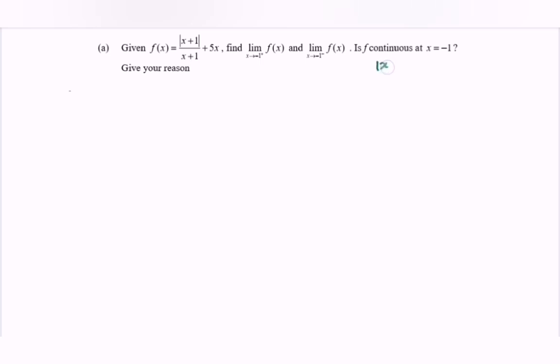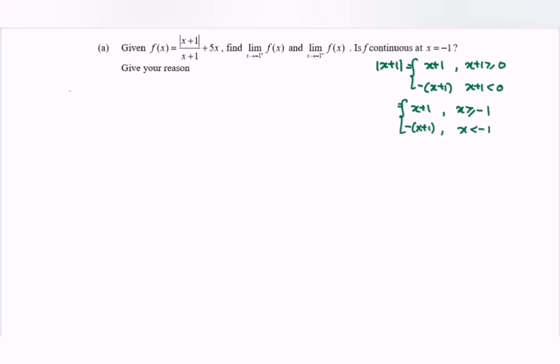We have the modulus of x plus 1. So we have the positive (x+1), and we have the negative bracket (x+1). The domain is x+1 greater than or equals to 0, and x+1 less than 0. So that is the definition. We have x+1 for x greater than or equals to negative 1, and negative bracket (x+1) for x less than negative 1. To represent the situation on a real number line, we have negative 1. On the left hand side we have negative bracket (x+1). On the right hand side we have x+1.